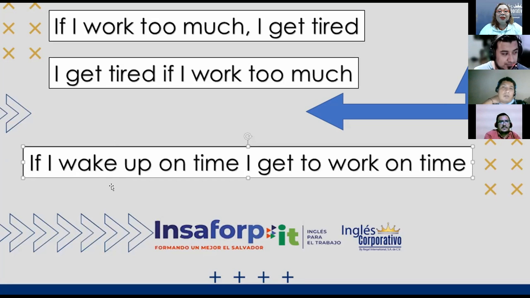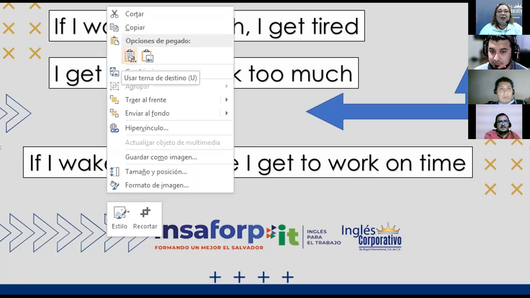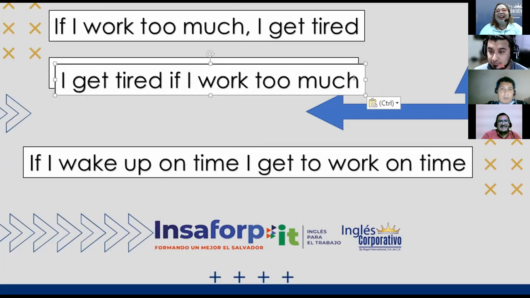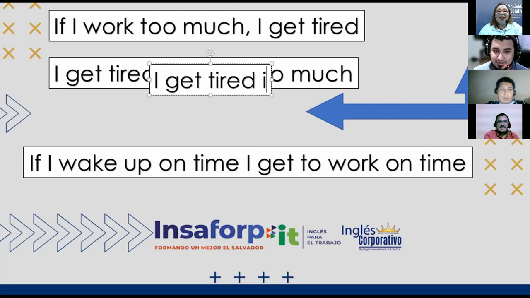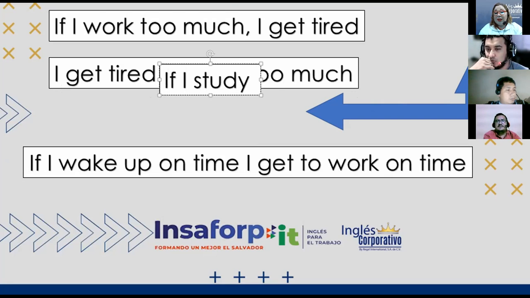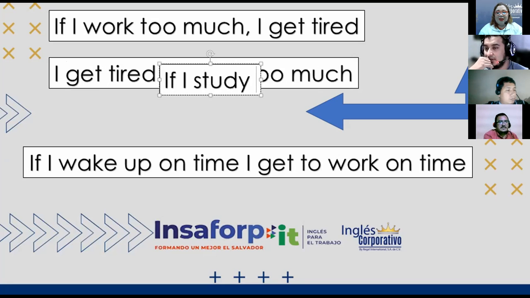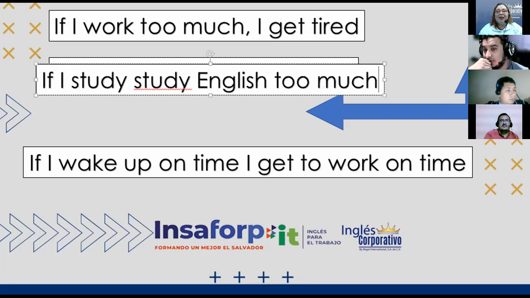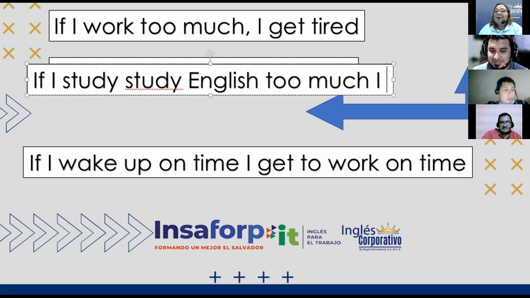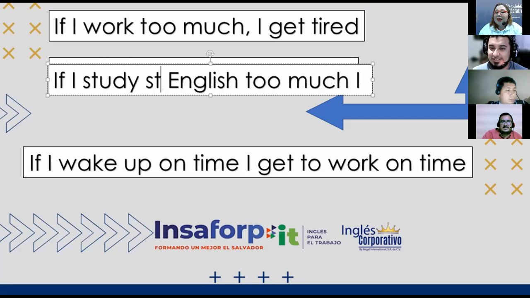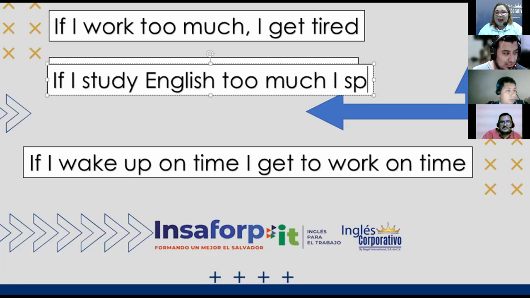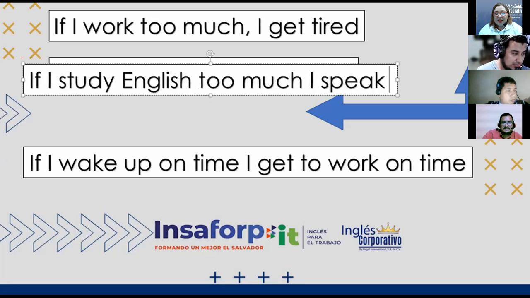Silvio? Another example. If I study English too much, I get to speak English very soon. Okay, good. If I study too much, English. You say? English. If I study English too much. Okay. I speak English very soon. Okay. Aquí tenemos que pensar así. I speak very well soon, did you say, right? That's what you say.